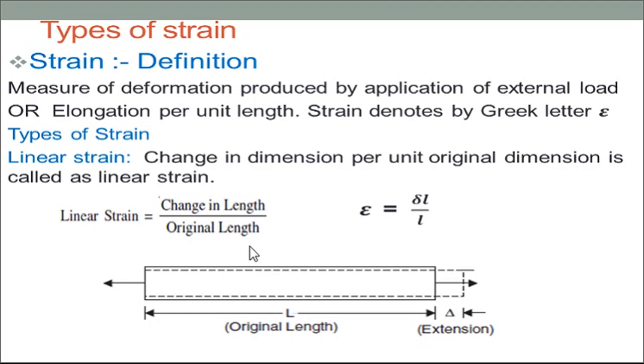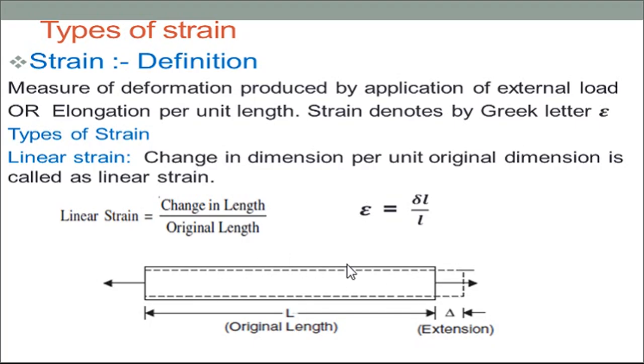When the deformation or extension is produced in the x direction, that type of strain we can call a linear or longitudinal strain. So linear strain is equal to change in length divided by original length. Symbolically we can represent strain by epsilon. So epsilon is equal to delta L divided by L. Here delta L is the change in length, or change in extension or deformation, divided by L, the original length.